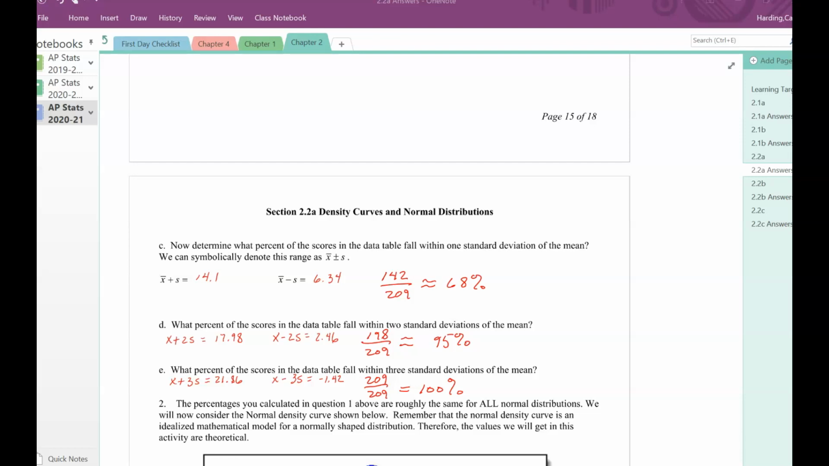Take a look at part D. What percentage of the data falls within 2 standard deviations? So now we're looking at between 17.98 and 2.46. That ended up being 95% of the data. Within 3 standard deviations ended up being 100% of that data. So these percentages that you just found are relatively the same for all normal distributions. Remember that the ends of a normal distribution continue on forever, so we're not going to say 100% of the data falls between any two values.